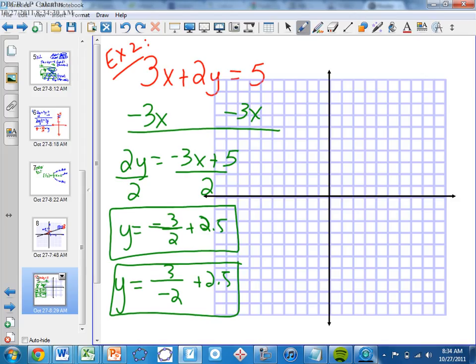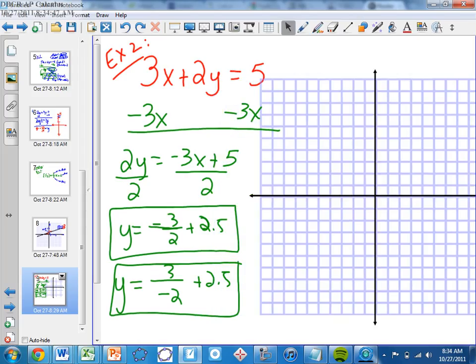But when you graph, this might indicate different things to you. To me, I go down 3 and to the right 2 for the first one. For the second one, I go up 3 and to the left 2. So depending on which one you're looking at, it doesn't matter. You're going to get the same answer. So let's graph it now. Who wants to come up and graph this one?